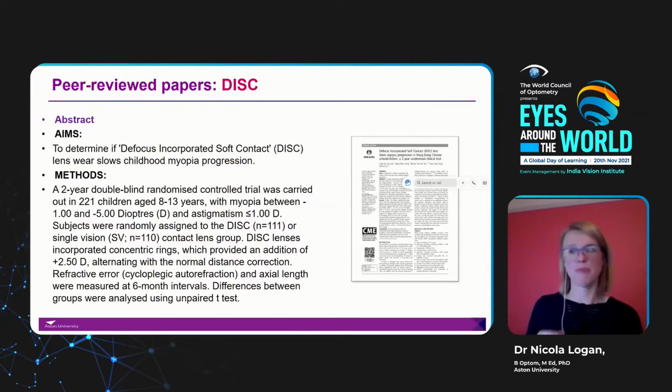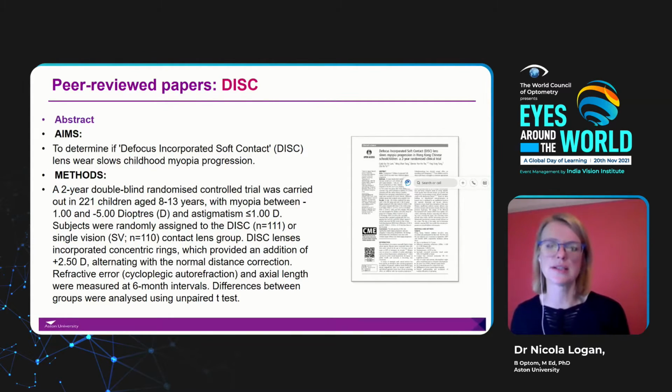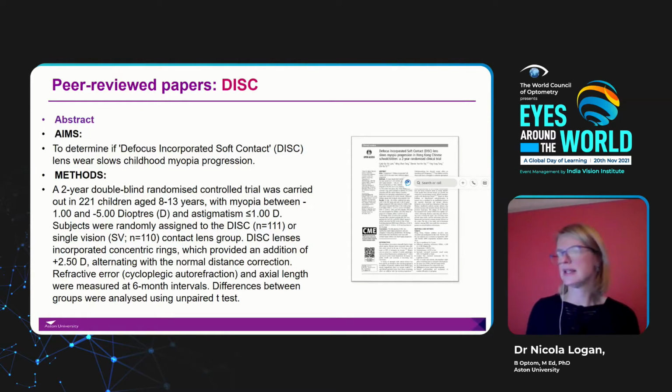So this is just part of the abstract, not even the full abstract, from the DISC paper, and DISC stands for Defocus Incorporated Soft Contact Lenses. It was a study done in Hong Kong using soft daily disposable contact lenses to see if it could slow down progression of myopia in children.